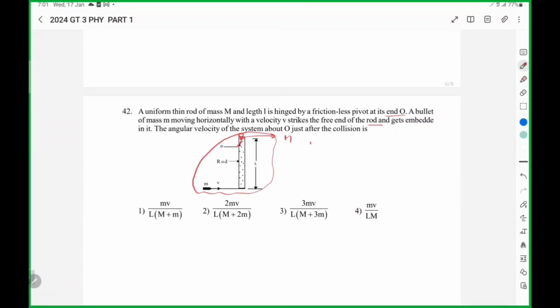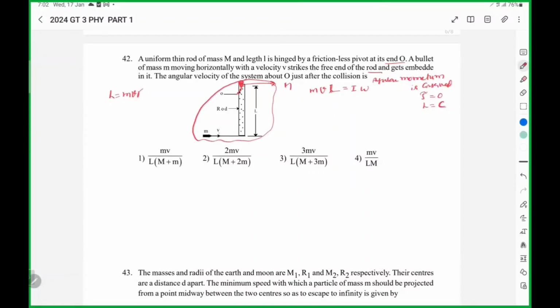Momentum before collision is mv. Angular momentum is conserved because bullet plus rod is one system. The bullet is moving and hitting, and no other external force is acting on the rod, so torque is 0 and angular momentum is conserved. About this point, if I find the angular momentum, the formula is mvr, where r means the distance about the point you are calculating. So mvL is equal to I omega.